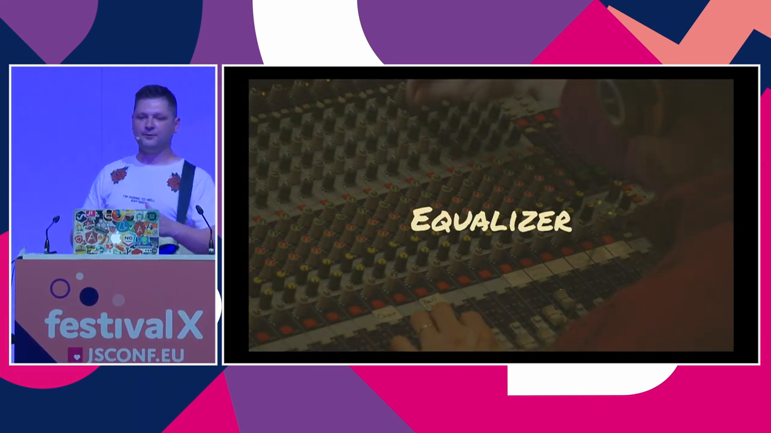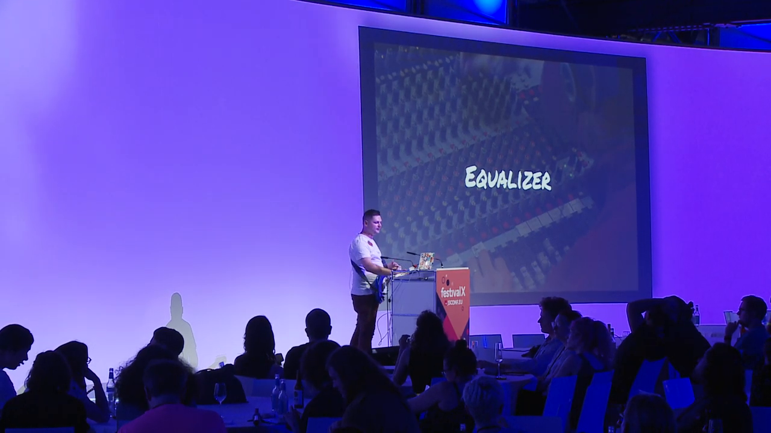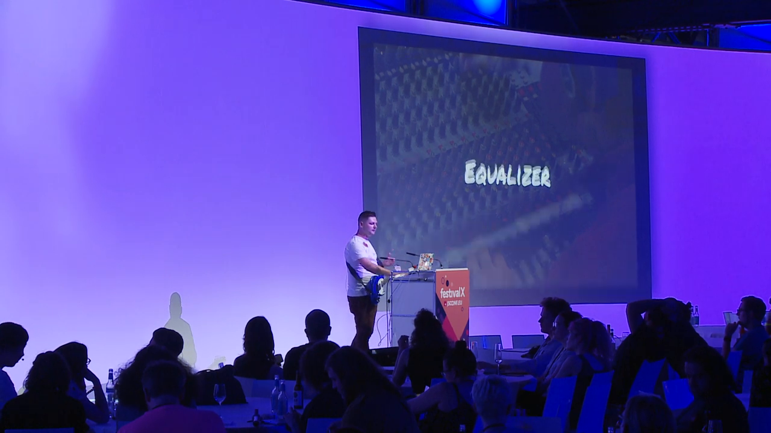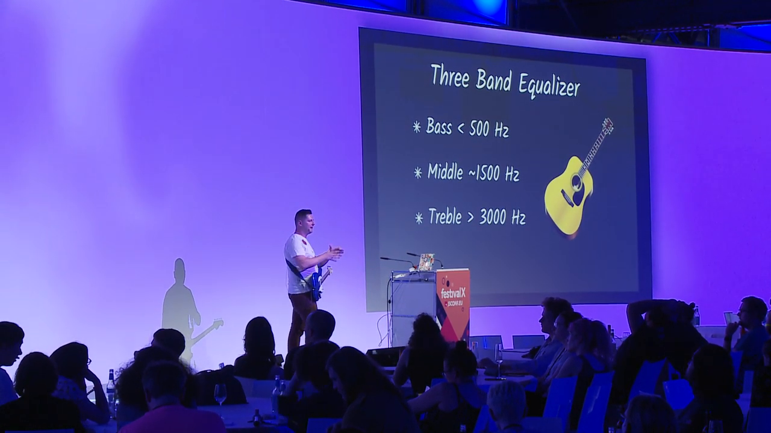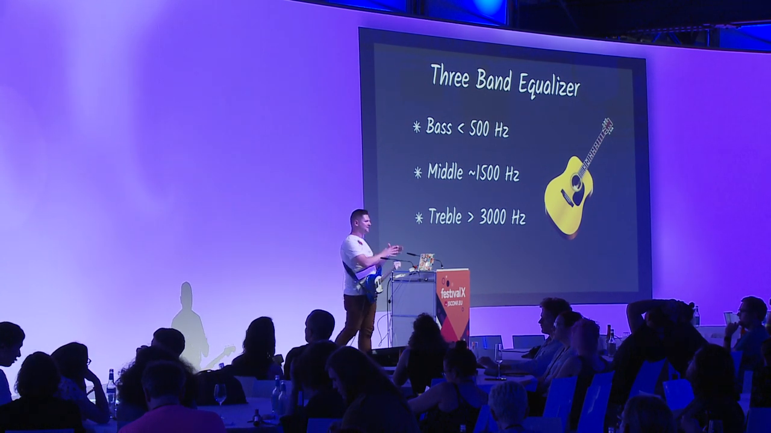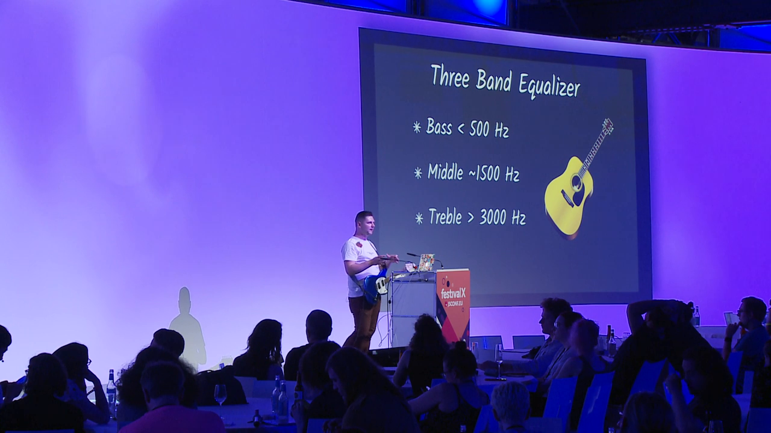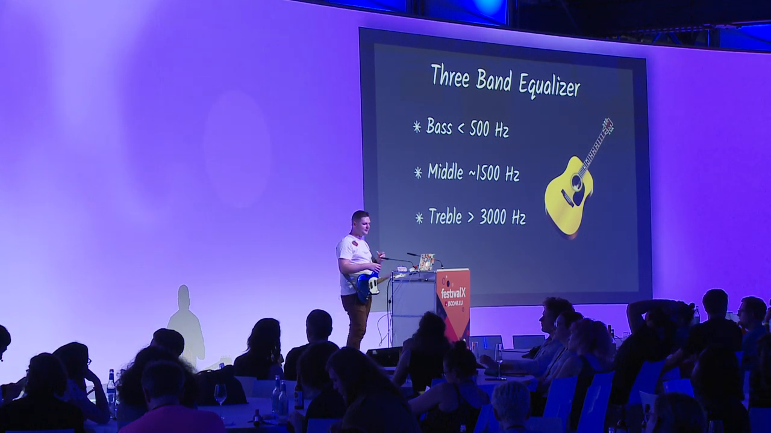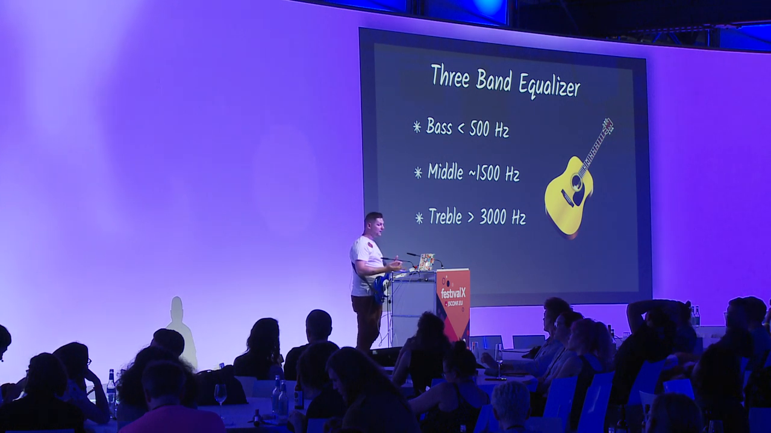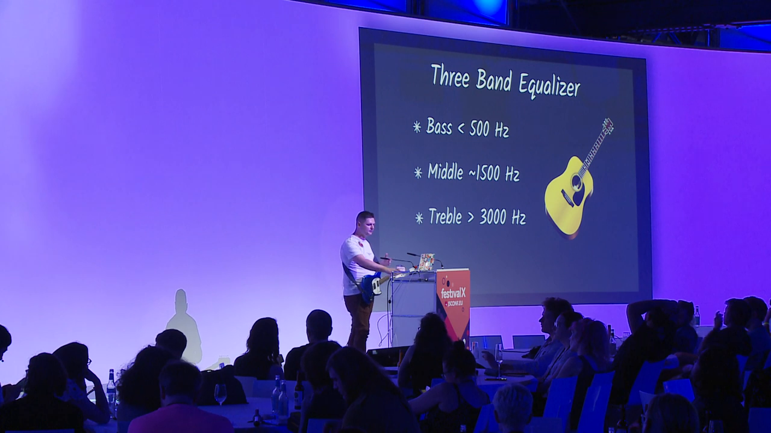Also, usual amplifiers have equalization, at least a three-band equalizer. So we also want to do it. So what is actually a three-band equalizer? We have bass. It's everything that goes below 500. We have middle that takes from 500 till 3,000. And treble that takes everything higher than 3,000 Hz.